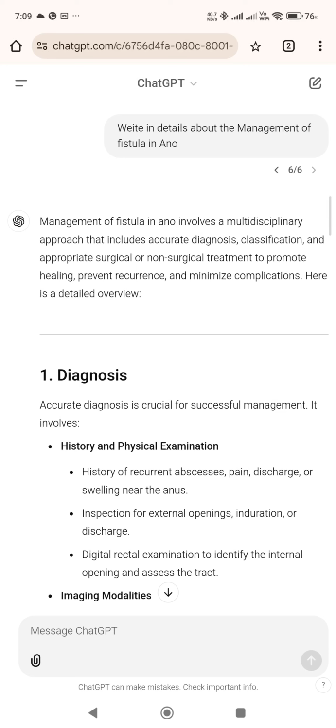Management of fistula in ano involves a multidisciplinary approach that includes accurate diagnosis, classification, and appropriate surgical or non-surgical treatment to promote healing, prevent recurrence, and minimize complications. Here is a detailed overview. 1. Diagnosis. Accurate diagnosis is crucial for successful management.